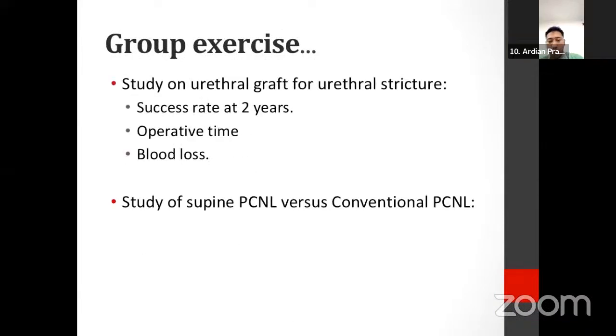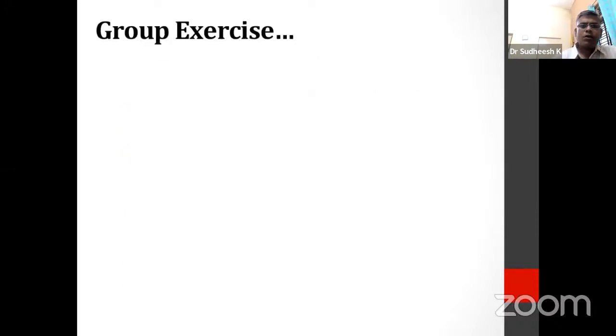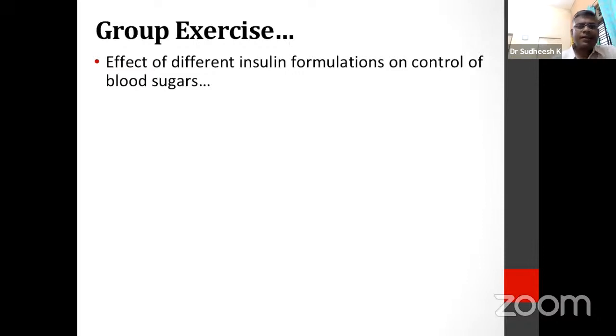So this is another example where somebody does a study of urethral graft on urethral strictures. Somebody can consider even success rate at 2 years, or operative time, or even blood loss, any of these things as a primary outcome measure.